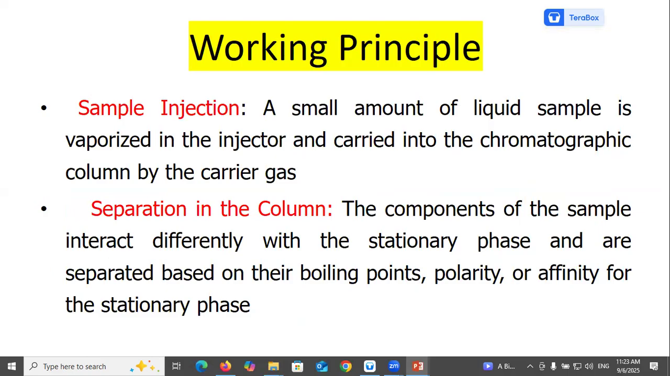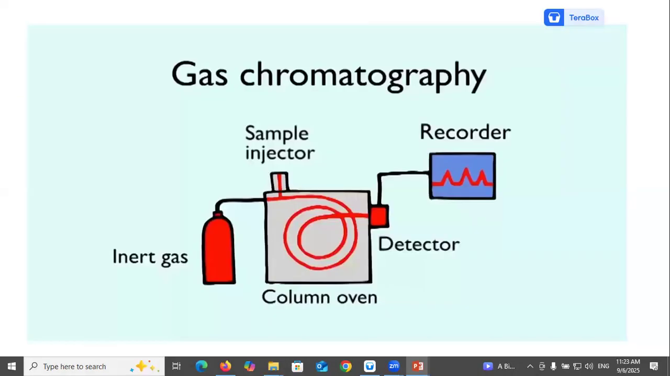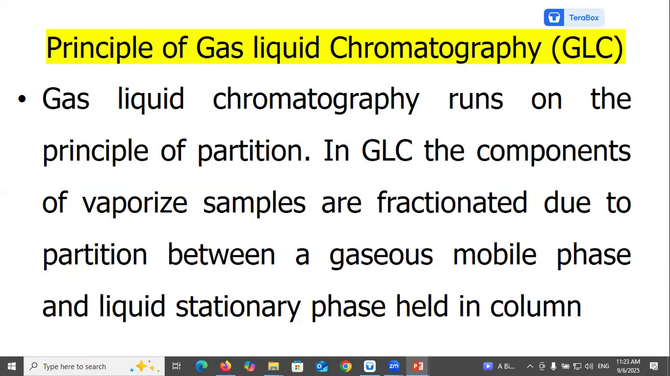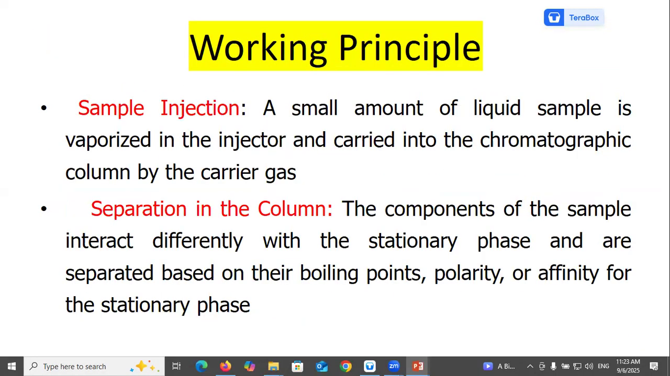Working principle. Sample injection: a small amount of liquid sample is vaporized in the injector and carried into the chromatographic column by the carrier gas. Separation in the column: the components of the sample interact differently with the stationary phase and are separated based on their boiling points, polarity, or affinity for the stationary phase.